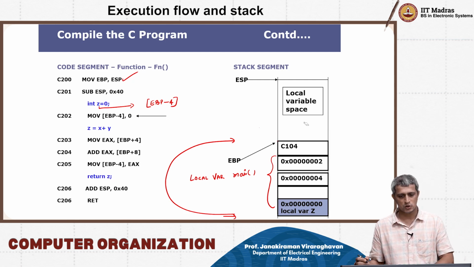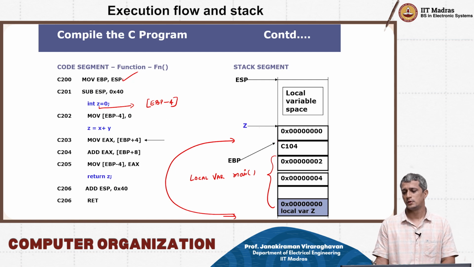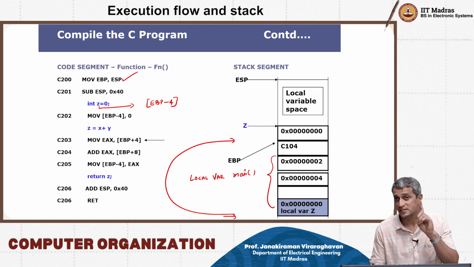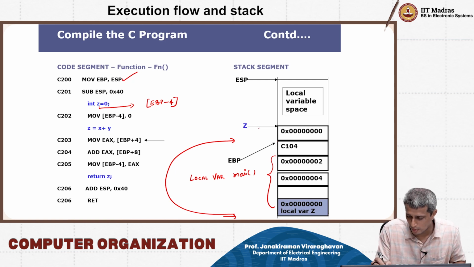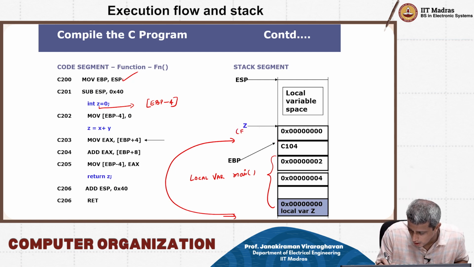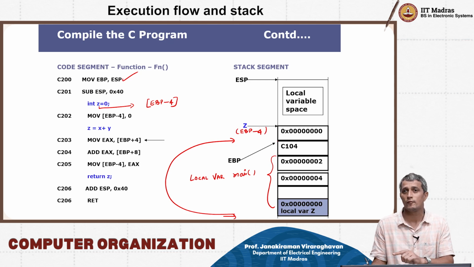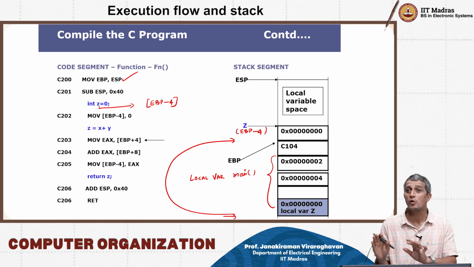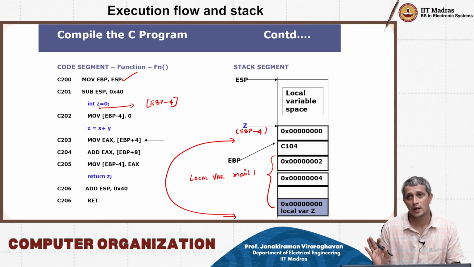Okay, so what do I do now? I do move EBP minus 4 comma 0. So the local variable z is in the same EBP minus 4, right? Remember, this is EBP minus 4. The local variable z in main was also EBP minus 4, but EBP was pointing to a different location there at that point, right?